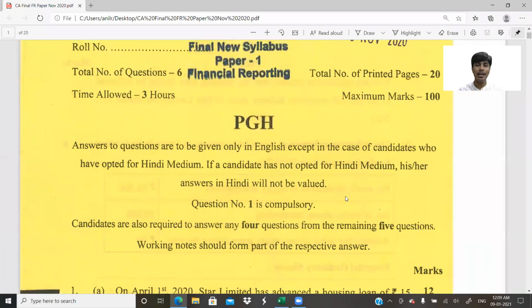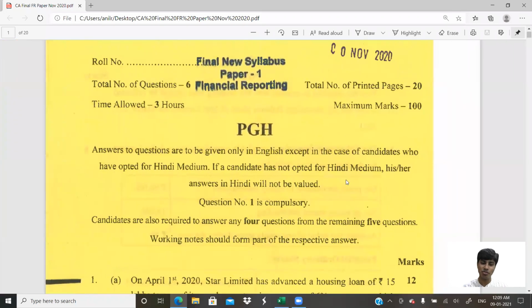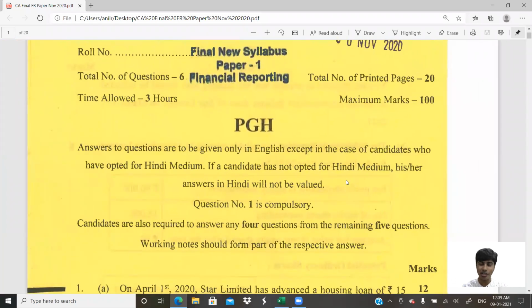I'm not here to analyze the paper and tell you whether it is easy or difficult, how much time it should take, where a question was from, whether it was repeated, or whether it was from ICAI material or not. I'm only here to discuss the answers in detail with respect to this particular paper. So let's take one question at a time and discuss the solution to each of the questions.